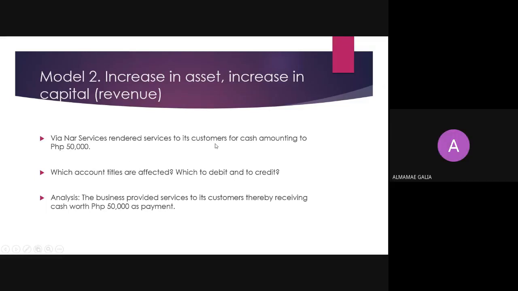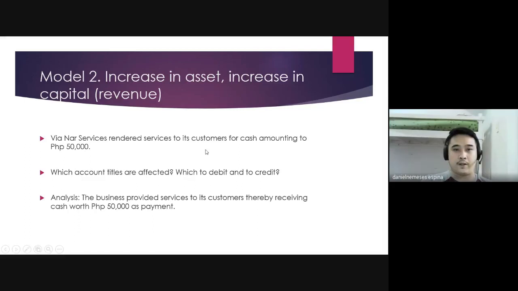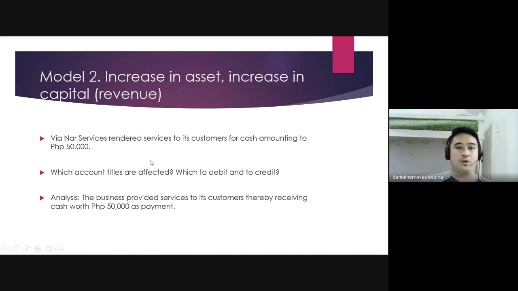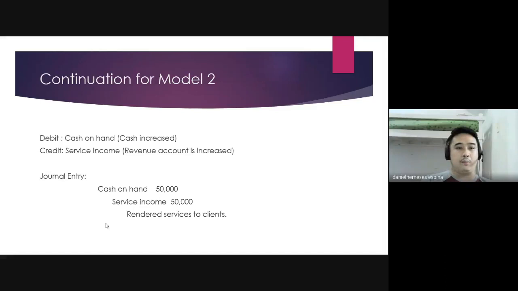Yes, sir. Okay, so the business received cash, then the credit is revenue, service revenue. So the business received 50,000 in cash. Our credit is a revenue account or an income account. So the entry is debit cash on hand, so the cash is increased, and then credit service income.